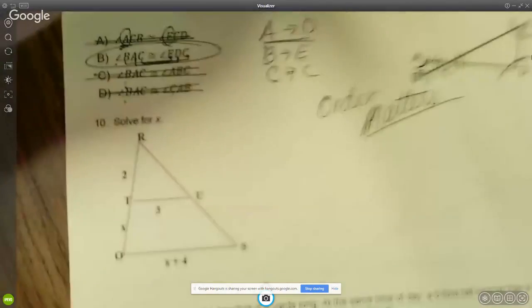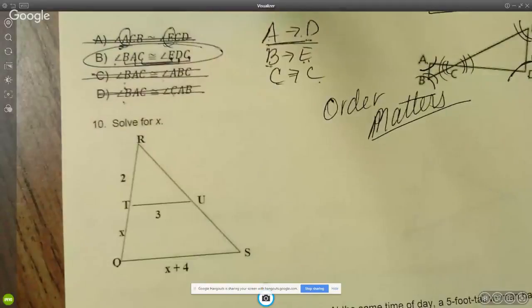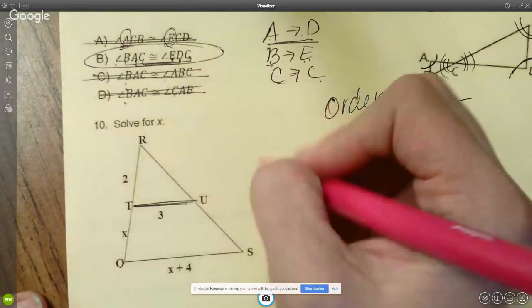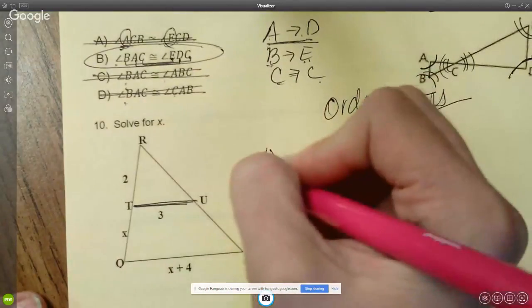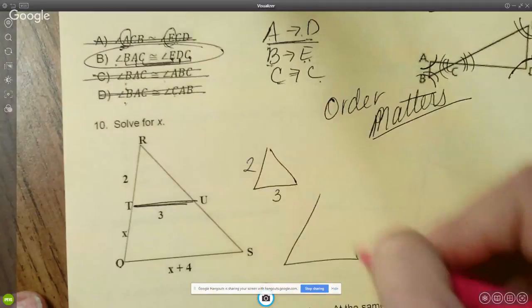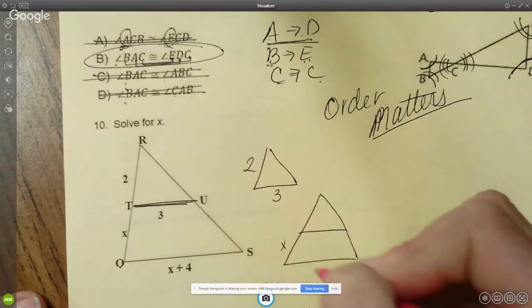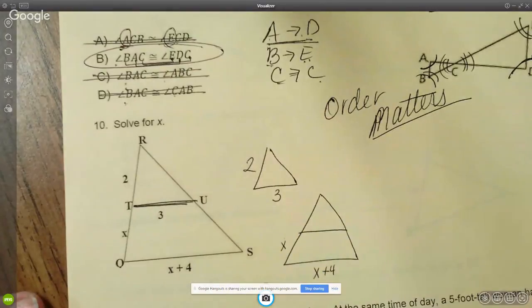Next, solve for X. This is one where you can do the parts because the triangles are embedded. So I'm just going to pull this triangle out. This would be a 2 and a 3. And then here's our longer one. This piece here would be X. This piece here is X plus 4.